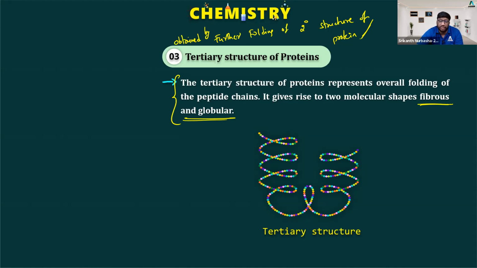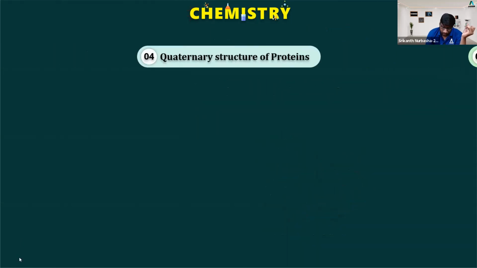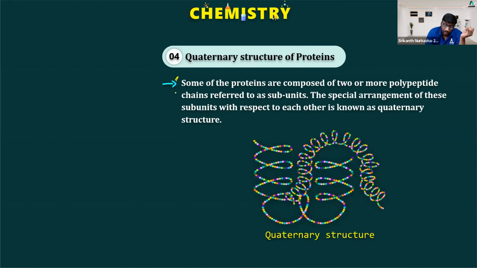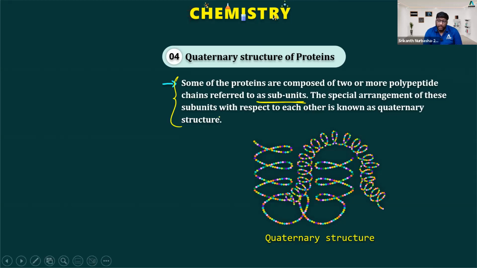And quaternary structure of proteins means what? The last structure. Some proteins have more than one polypeptide, like two or more polypeptides of different kinds. They are called subunits. And the spatial arrangement of all these subunits with respect to each other is called quaternary structure. That means further folding of a tertiary structure which contains two or more polypeptide chains leads to quaternary structure. Some proteins are composed of two or more polypeptide chains, called subunits, and their spatial arrangement with respect to each other is called quaternary structure.